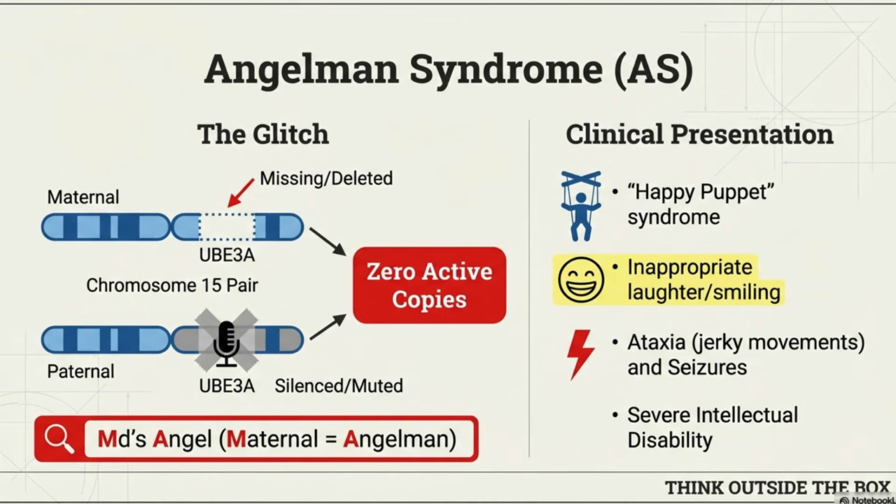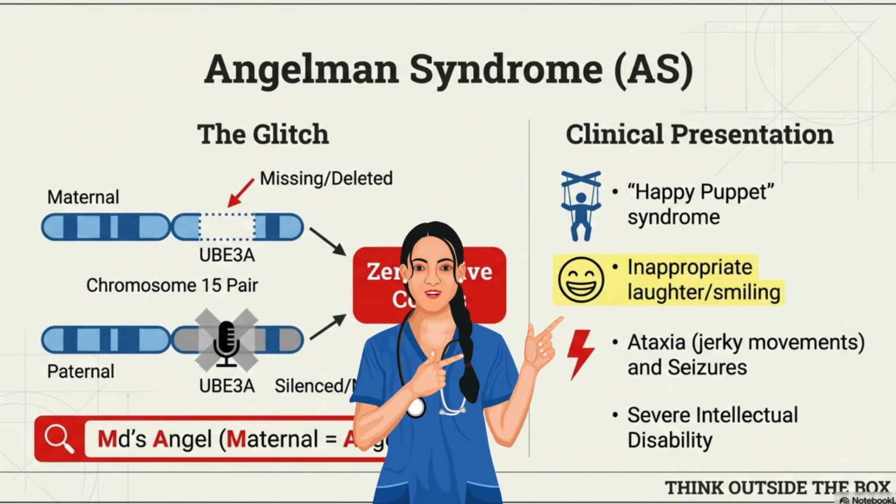Angelman syndrome. The problem here is maternal deletion. Mom's copy is deleted or missing. Normally, the Angelman gene UBE3A is only active on mom's chromosome. If mom's is deleted, you have 0 active copies. The mnemonic is mom's an angel. Maternal equals Angelman. The symptoms are happy puppet syndrome, inappropriate laughter, ataxia, seizures, severe intellectual disability.